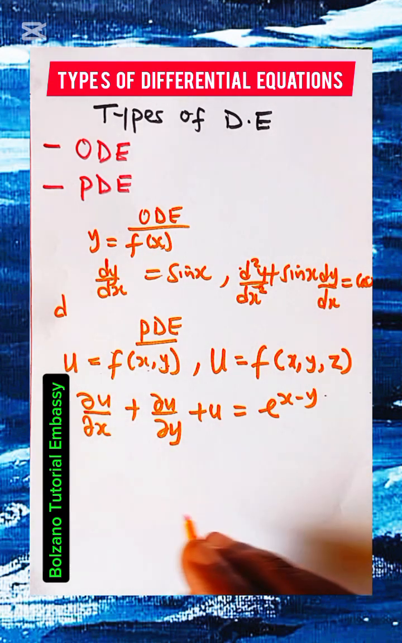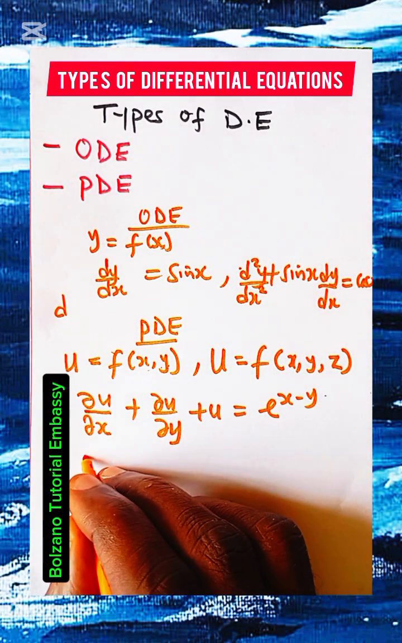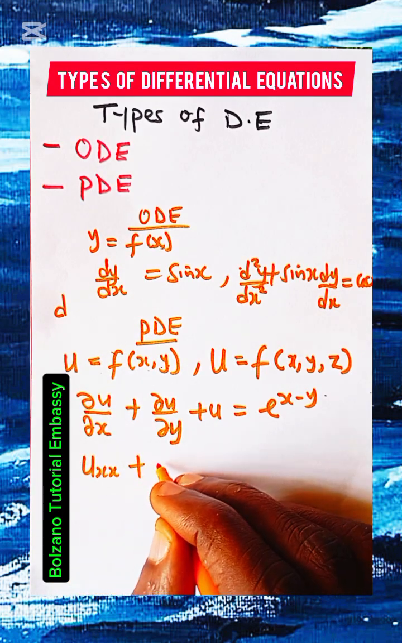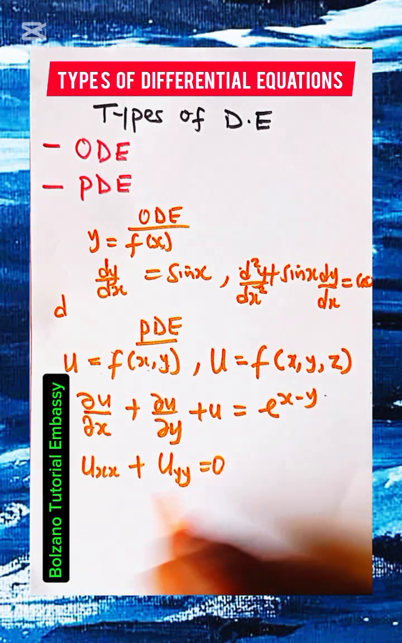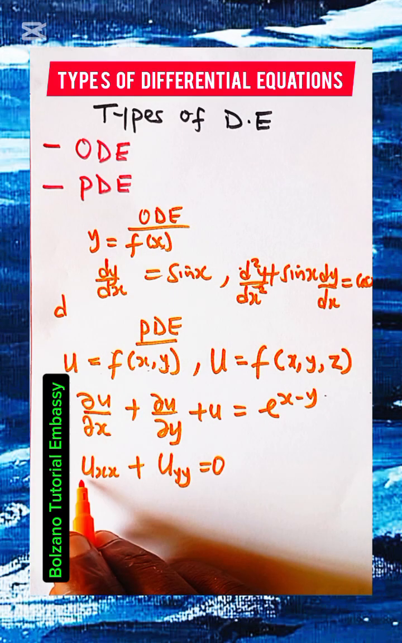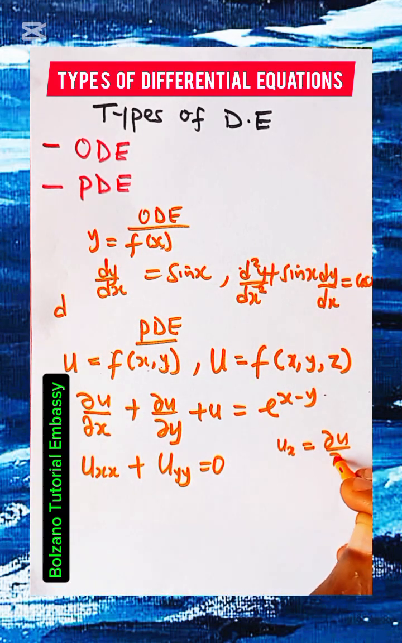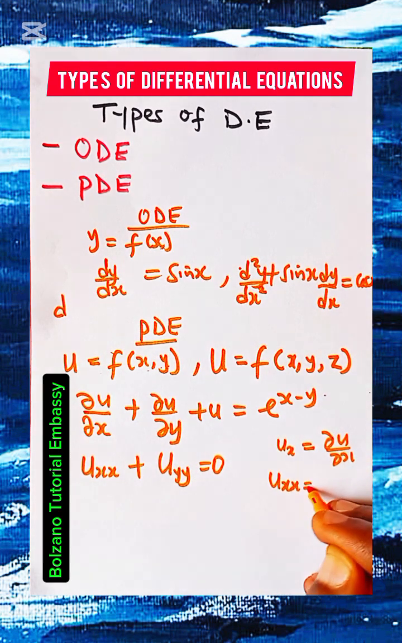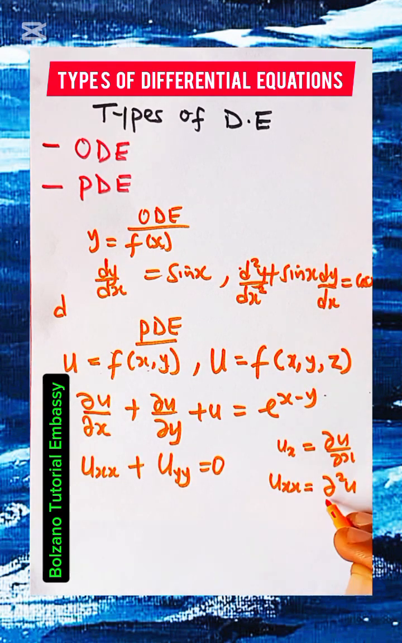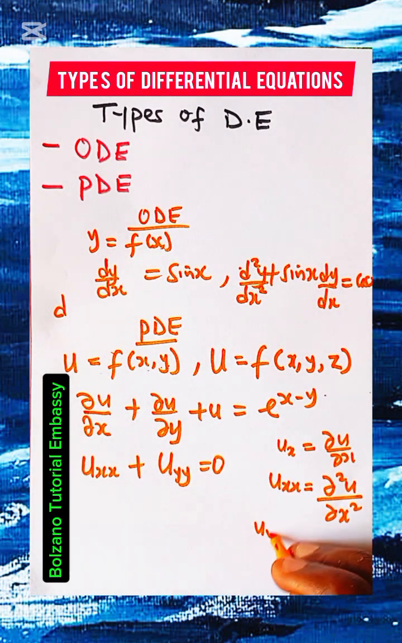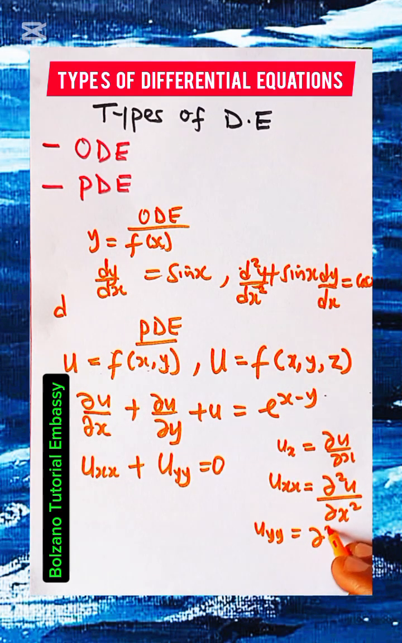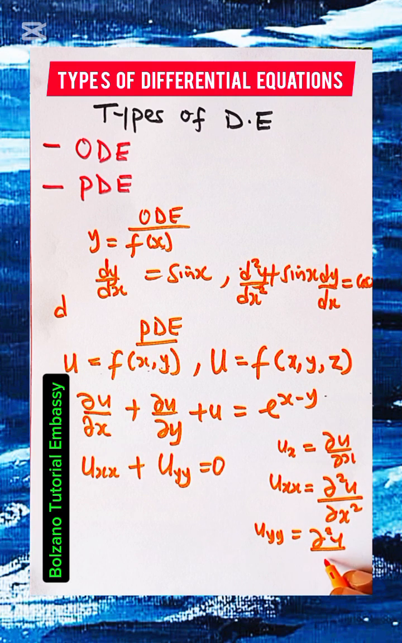We can also have a second derivative of it, or we can have uxx plus uyy equal to 0. This is still a partial differential equation, where u subscript x simply means partial u partial x. Uxx means the partial second derivative of u with respect to x, and uyy means the second partial derivative of u with respect to y. So these are still examples of partial differential equations.